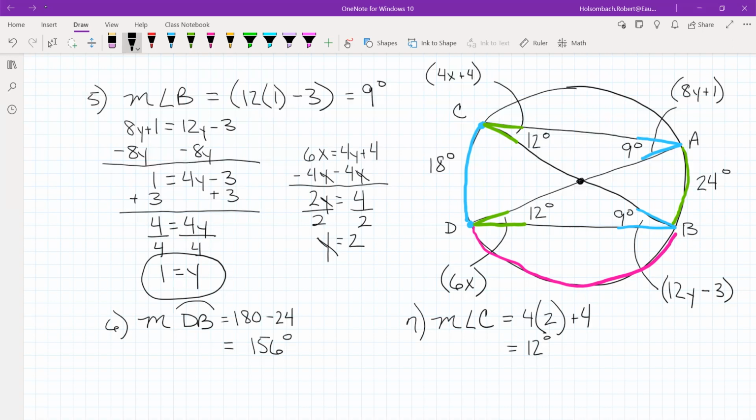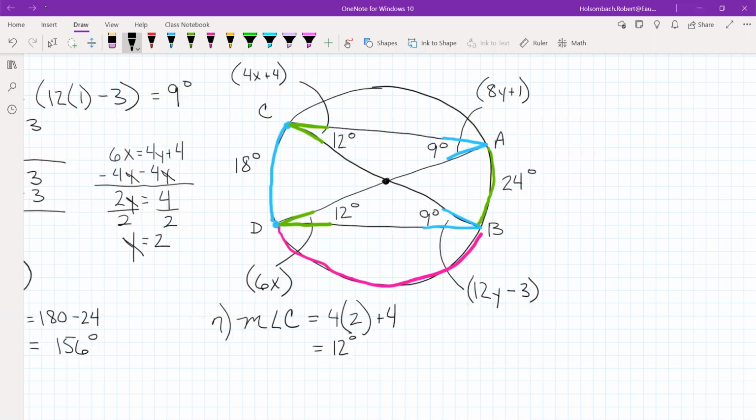And number 8 relates to the same question. It asks for the measure of arc AC. All right, so arc AC is up top here. I think I'm about out of colors. Here's our arc AC. And since A to D is a diameter, everything above that diameter sums to 180. So our arc AC is going to be equal to 180 minus the blue arc of 18, which is 162 degrees.